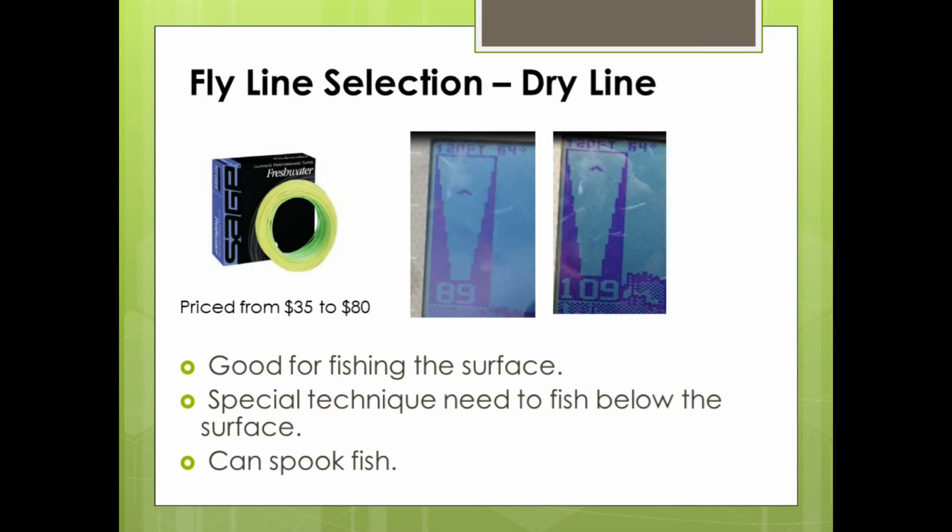Good for fishing on the surface, but special techniques are needed to fish below the surface. Bobbers or weighted flies can be used, but they may make the bug not behave correctly in the water. And because a dry line is normally a very bright color, when you cast it on a lake, you can spook the fish. Let's take a closer look.